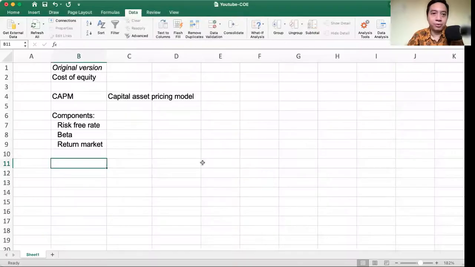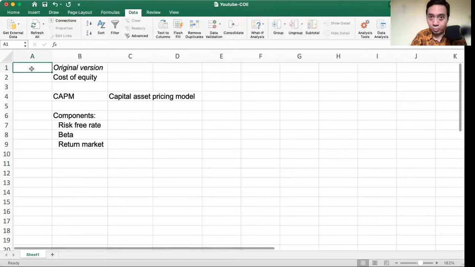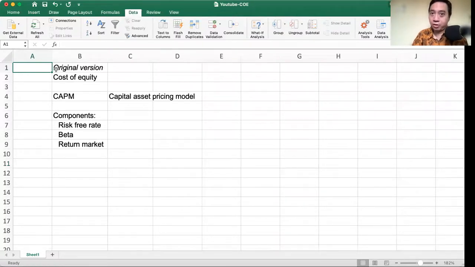Let's take a look at my example. I already prepared a short review of how to calculate the cost of equity. So in this video, we will talk about the original version of how to calculate the cost of equity. Let me put the theory, namely the capital asset pricing model, or known as CAPM.